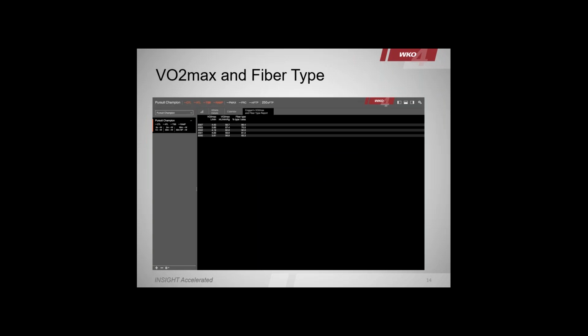Now the other thing that's just been released in the most recent build of WKO4 are some expressions that attempt to estimate different physiological parameters, in particular your VO2 max and your muscle fiber type, your vastus lateralis expressed as a percentage of your type 1 fiber area. Now these are not new ideas in a general sense, but the actual math is new.